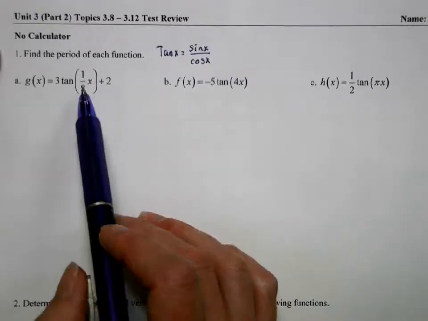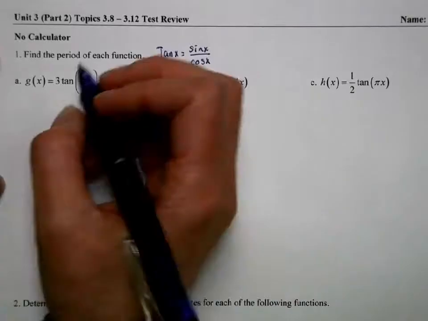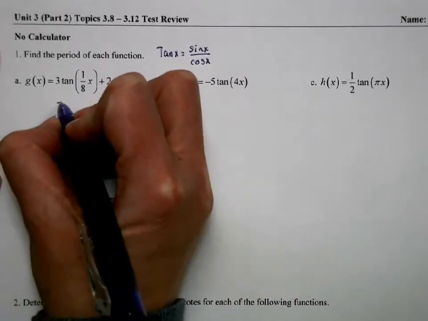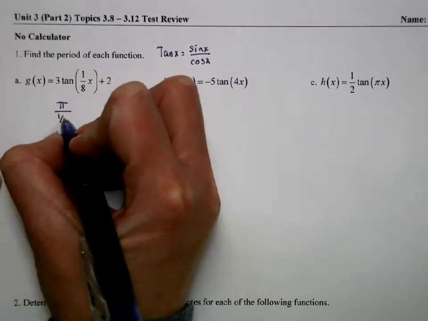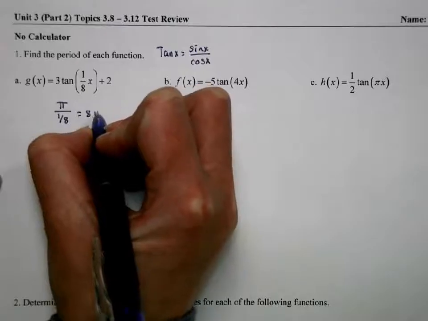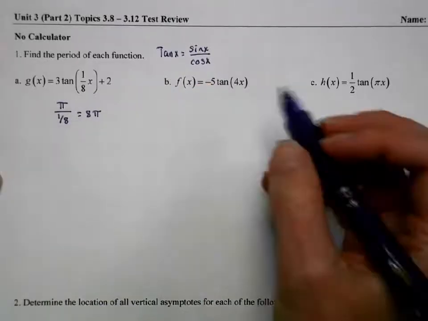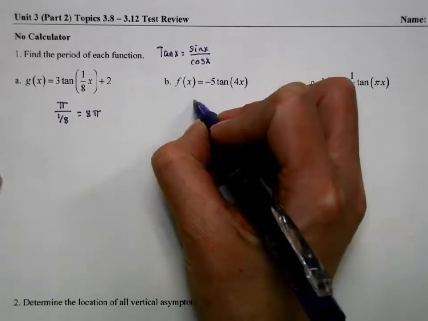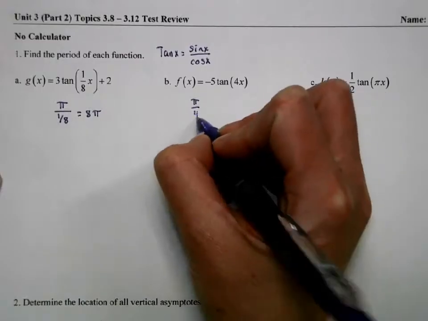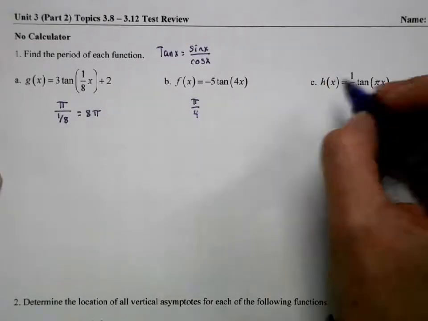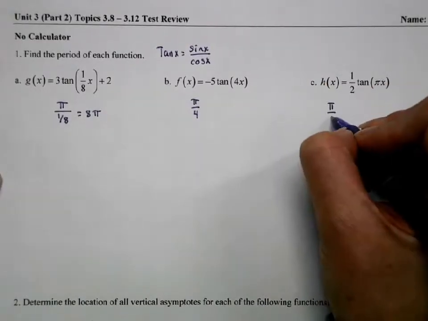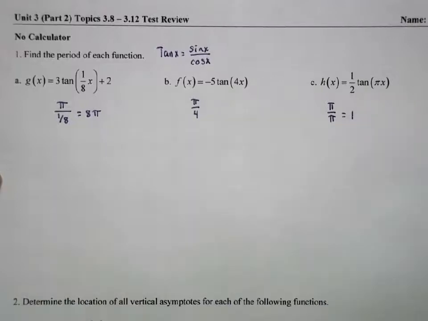So we're finding a period with some sort of horizontal dilation. We're going to take pi and divide it by our b value. So for this one, we're going to get 8 pi. Here, if I take pi and divide it by our b, we'll get a period of pi over 4. And here I'll take pi, divide it by pi, so we get a period of 1.